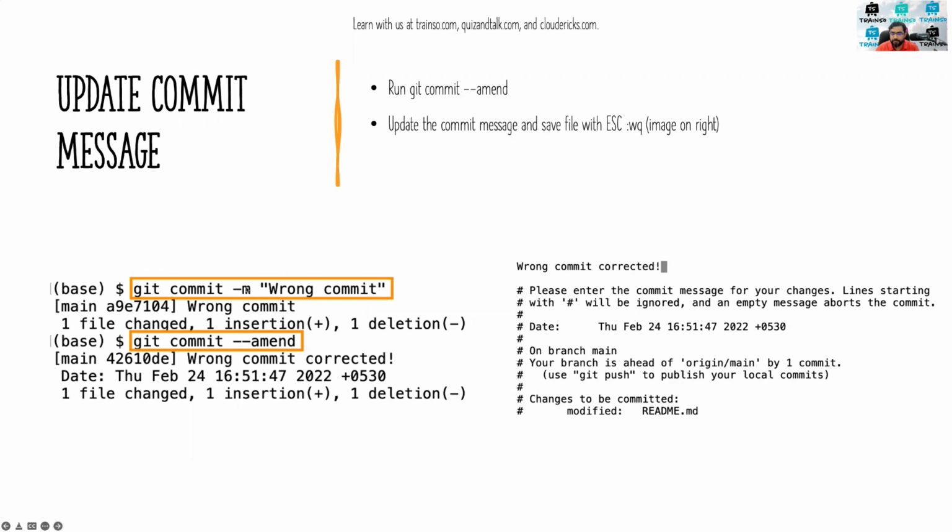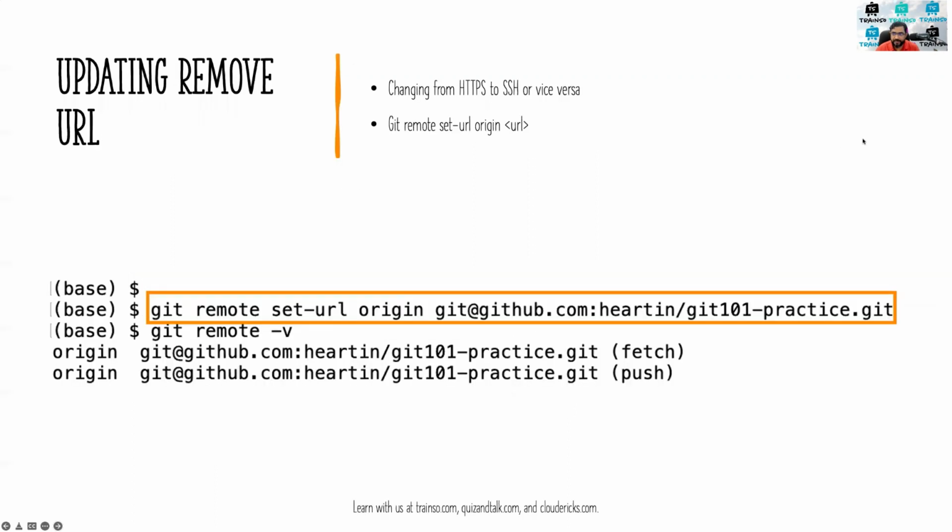And imagine you provided a wrong message. You can use this command, git commit --amend to change it. Okay, so change it and then save it. In case you want to change your remote URL, you can use this command, git remote set-url origin, and then provide the URL like this one. And then you can verify it using git remote -v.